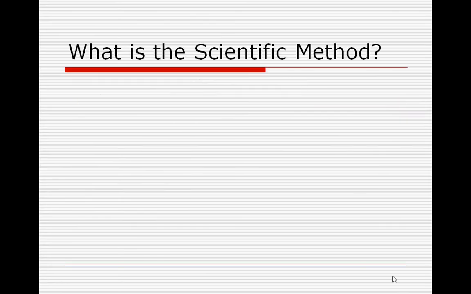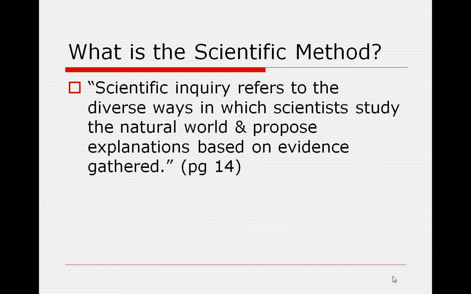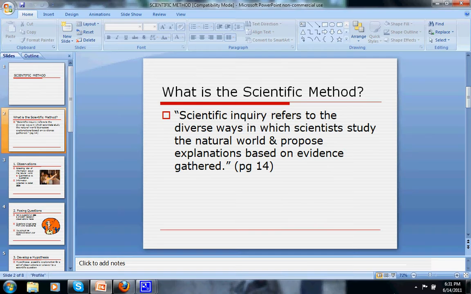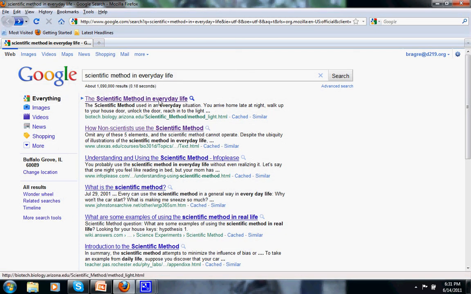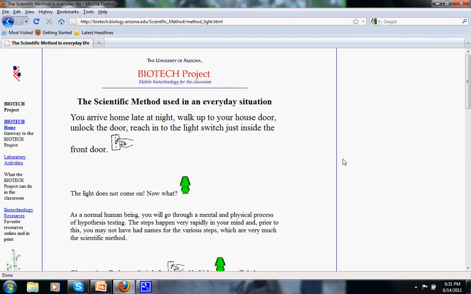So the scientific method, we do it in every science class, and I'm sure you've heard of it. And it is really just a way that scientists study the world and try to make explanations about what they're seeing. And the thing I like about this is that it's really real. Let me show you this. I looked up the scientific method in everyday life, and I found a ton of examples of how all of you use the scientific method all the time, even though you don't really realize that you do.